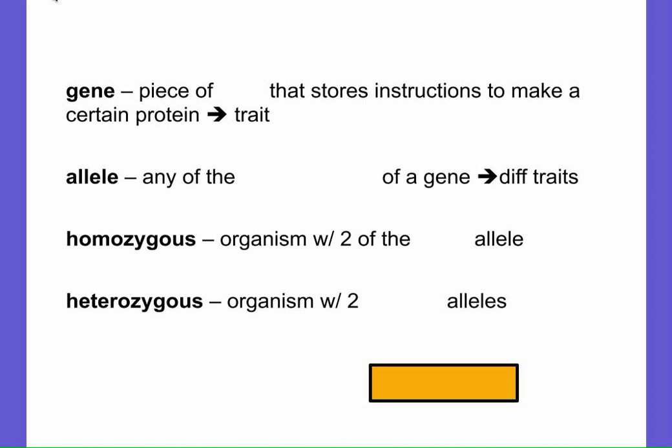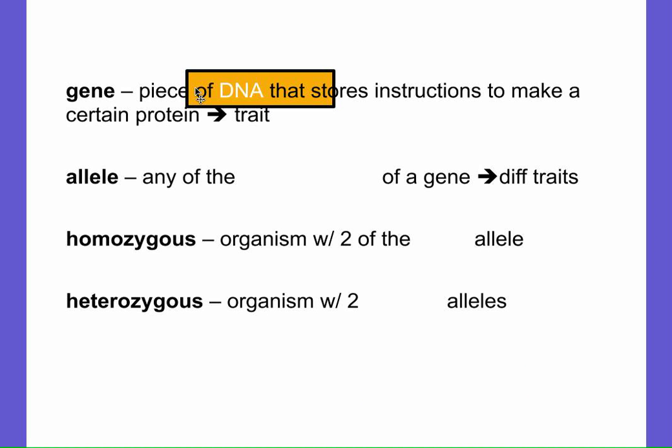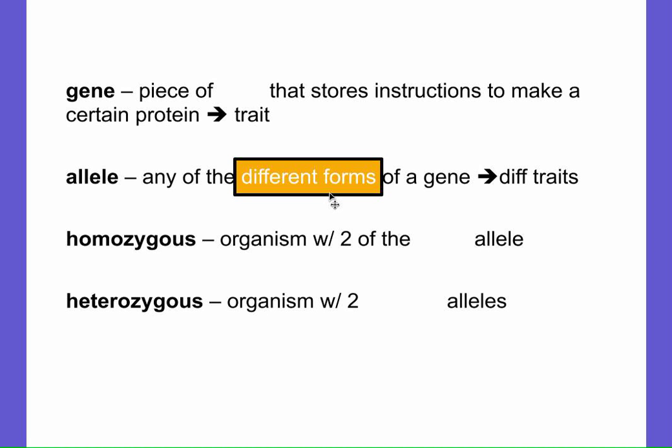So your first definition is a gene, and a gene is a piece of DNA that stores instructions to make a certain protein, and that protein is whatever it is that's going to lead to that certain trait. So you got DNA that makes you you, and that's going to be a gene. Right? Alleles are any different forms of a gene.